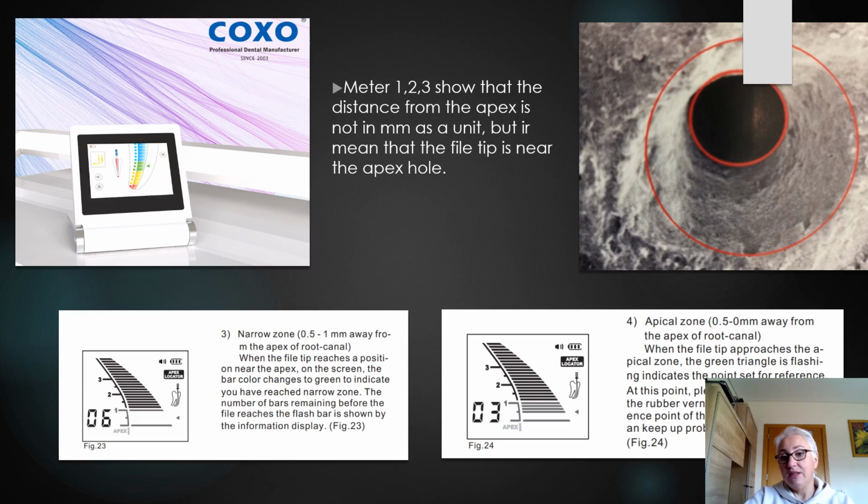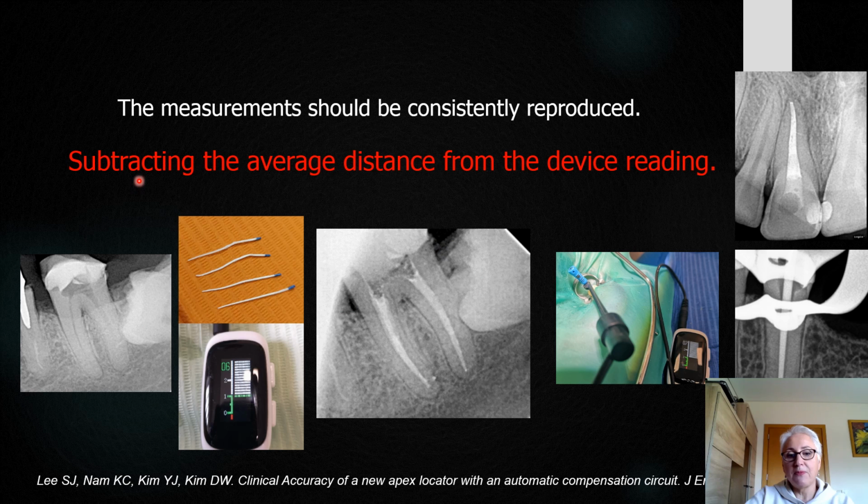What I did with my apex locator: I inserted my instrument and measured the apical foramina until my flashing red bar appeared on my apex locator scale. I took the instrument out of the canal. I reduced my length by 0.5 real millimeters, because our apex locator does not show millimeters, it's just marks. 1, 2, 3 is not millimeters. So I reduce exactly 0.5 millimeters from this length at the apical foramen, just to have an average.